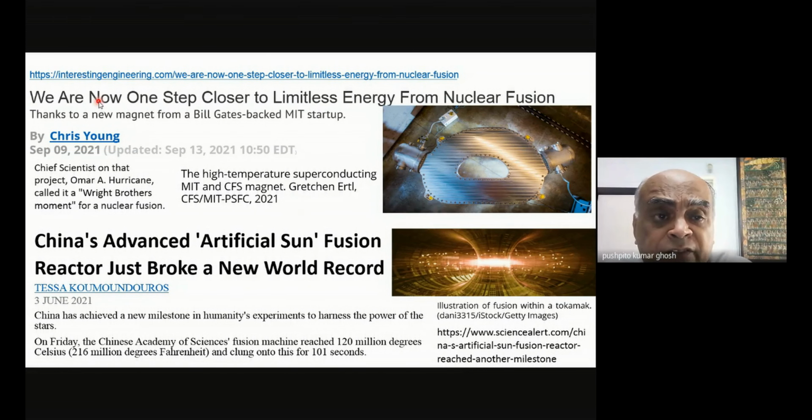So what this MIT startup, along with Bill Gates, has done is that they have been able to make the magnet for the tokamak a high temperature superconducting magnet. And what it does is that I think it has cut down the energy inputs by maybe more than a factor of 100. So it's a spectacular achievement.